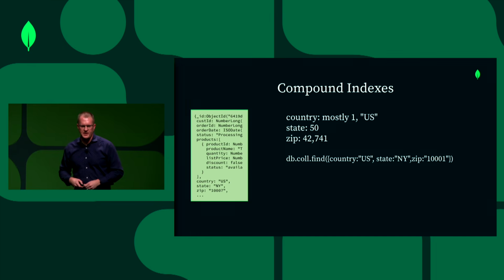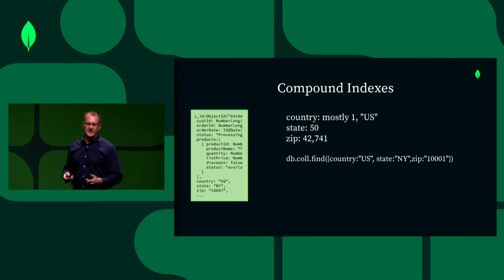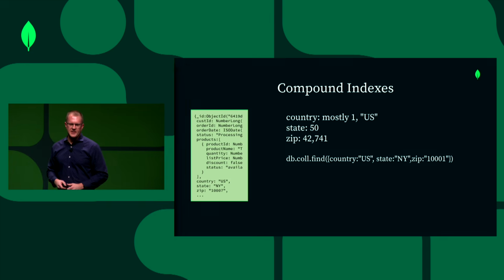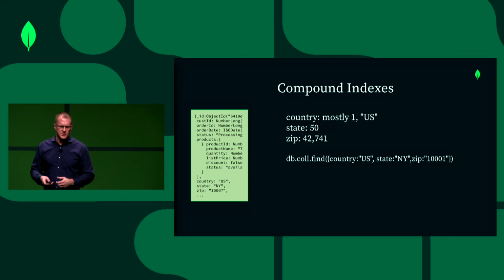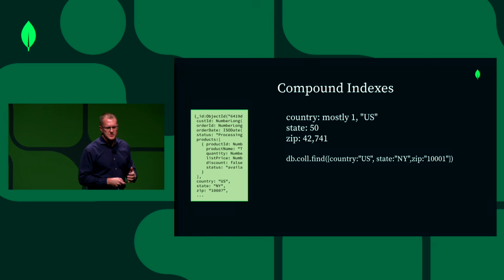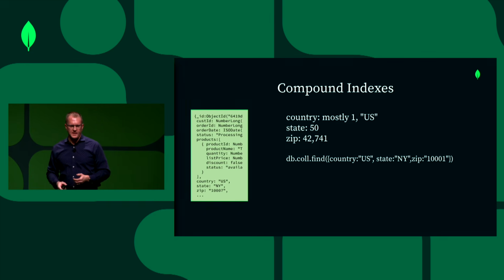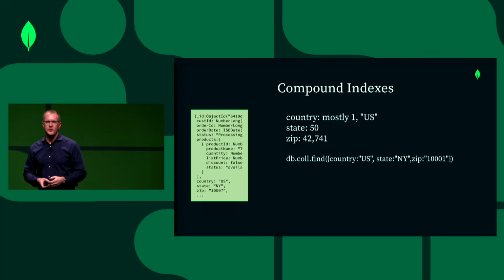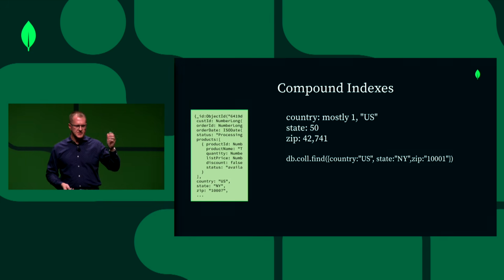So let's say I have a country, a state, and a zip, and I'm executing the following query, db.collection.find, where country is US, state is New York, zip is 10001. So we're always going to query on these three things. The country is mostly going to be US. We're mostly going to be looking up US orders. And the states can include all 50 US states. And there's about 42,741 US zip codes. So our cardinality on country is probably the lowest, state next, and the highest cardinality is zip.